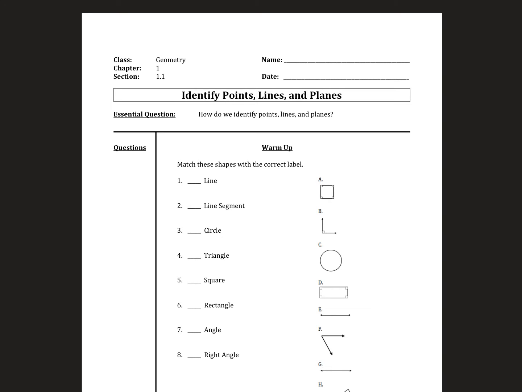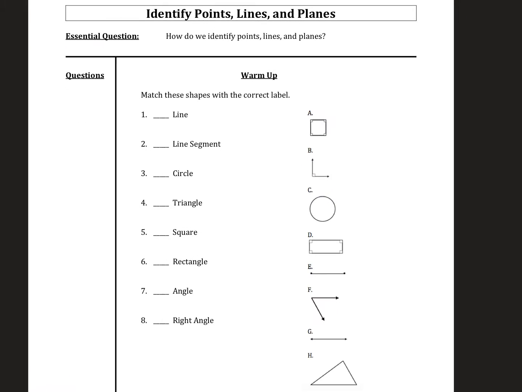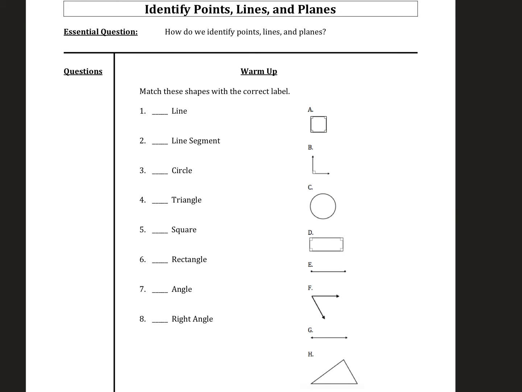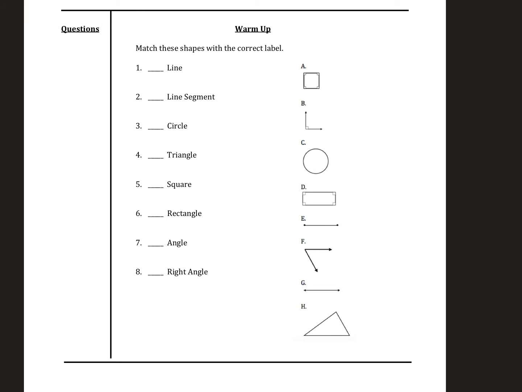I will usually try to do a warm-up for every lesson, and in this warm-up we have various shapes here, and I'm asking you to go ahead and match the corresponding shape with the word that defines it. So if you think, for example, letter C is a square, you're going to put C for number 5. Go ahead and pause the video and see if you can do it.